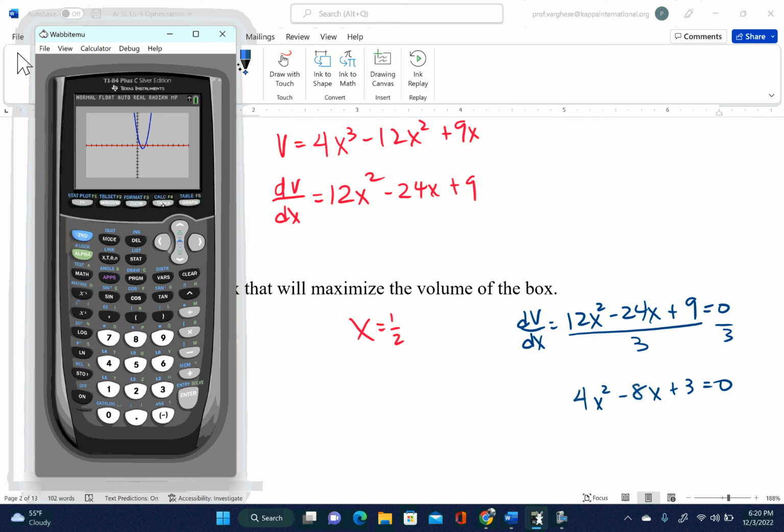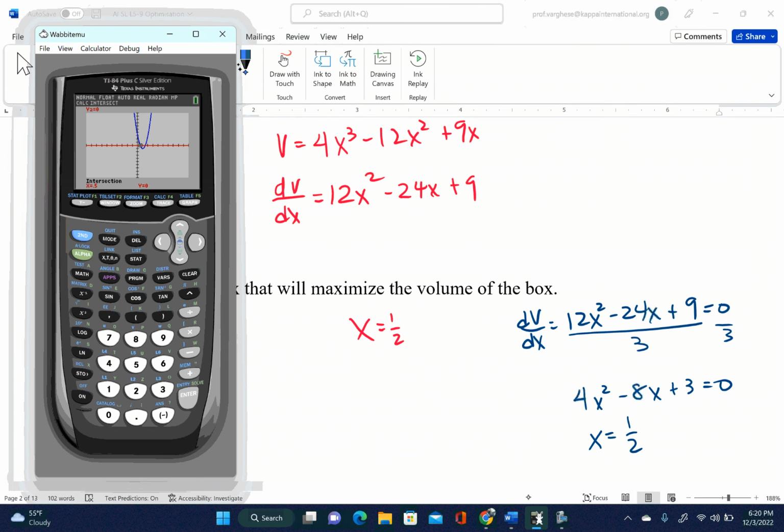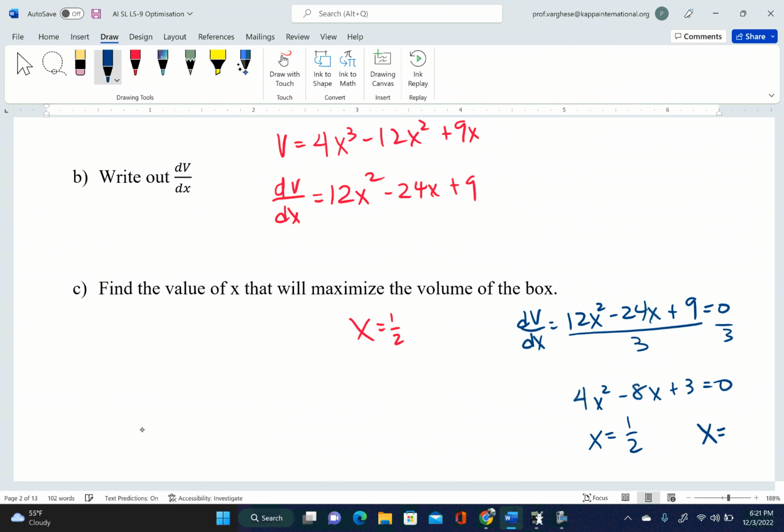To find what that point is, I go second calc, option number 5, which is intersection. I go to where it intersects, hit enter, enter, enter, and I get one of my values: x equals a half, or 0.5, which is what I had over here. This is where it's the maximum. For the second value, I use option number 5 again and go over to the right. This is where it's the minimum, and it's going to be 1.5. So x is equal to 3/2, which is 1.5. So x equals 1/2 is where it was at the maximum.